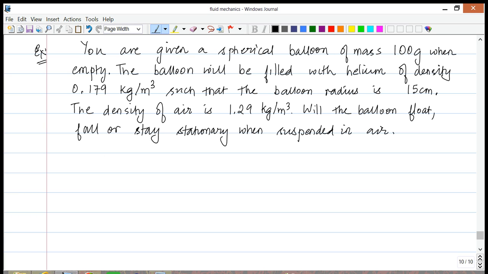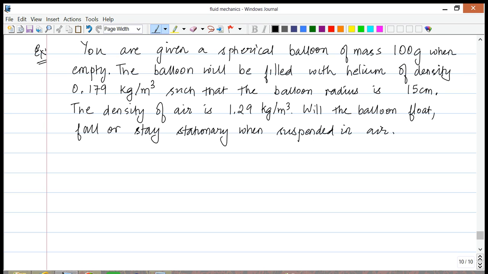So what's given is a spherical balloon of mass 100 grams. So the balloon without anything in it has a mass of 100 grams. This is important. Now the balloon will be filled with helium of density 0.179, such that the balloon radius becomes 15 centimeters. The balloon is suspended in air, the density of air is 1.29, and we're asking if the balloon is going to float: is it going to go up, go down, or remain the same?